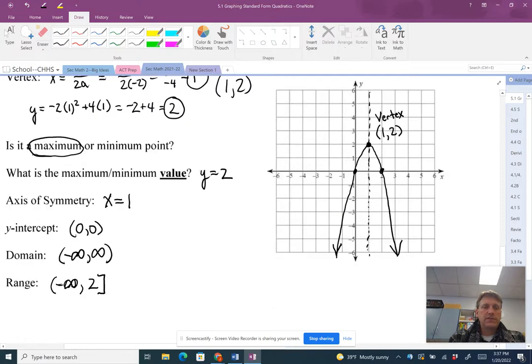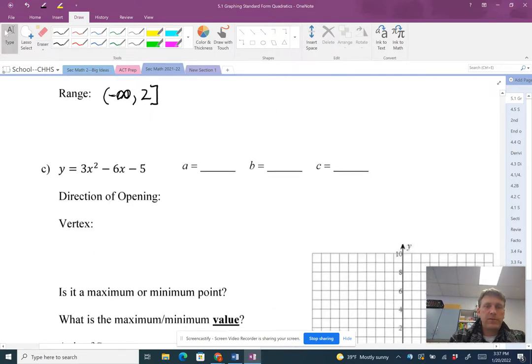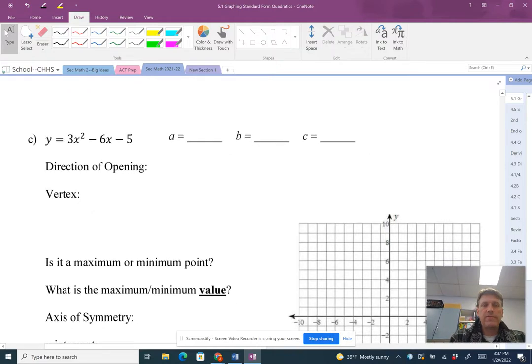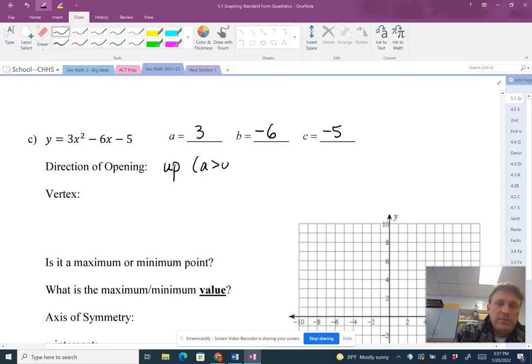All right, let's look at the next example. 3x squared minus 6x minus 5. So it's already in standard form, so a is 3, b is negative 6, and c is negative 5. Direction of opening. It opens up because a is positive. 3 is greater than 0. 3 is positive.